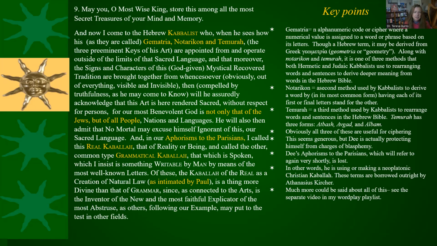The next one, Notaricon, you also see used a lot. It's where you substitute one letter for another. Usually this means you're shifting the first and last, but you can do it other ways. And the third is Tumura. There's three kinds of that. Now, what I want to point out is down here, and I apologize for the couple of typos in this slide, it's a third method used by Kabbalists. That's not as important as what you can do with them. These are great for sending coded messages. Dee can be all spiritual and sincere about that and still be letting the king know, hey, these are good ways to send coded messages.